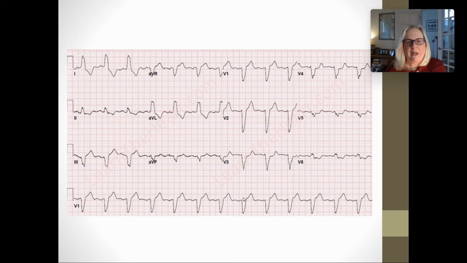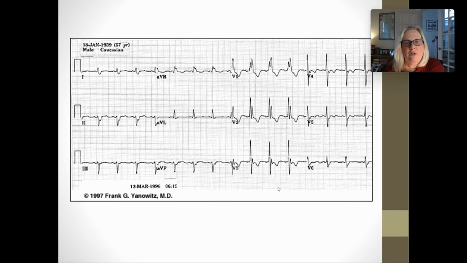Because this is a big, wide QRS, and it's not tachycardic like VTAC, and there is no pacer spike in front, this is a left bundle branch block. It's delayed going through the left bundle, so the right ventricle squeezes before the left ventricle squeezes, and we end up with a wide QRS.